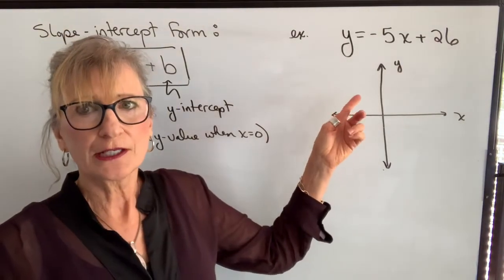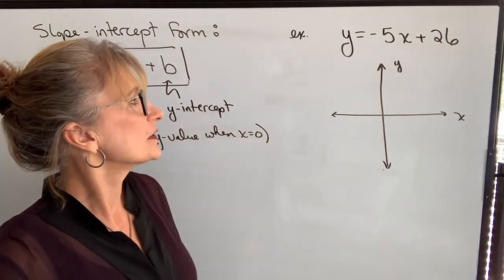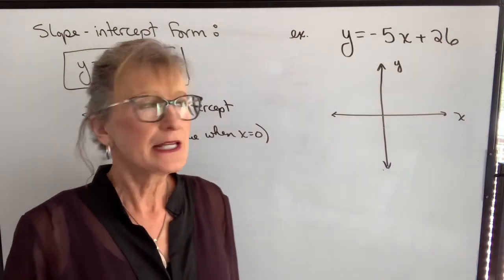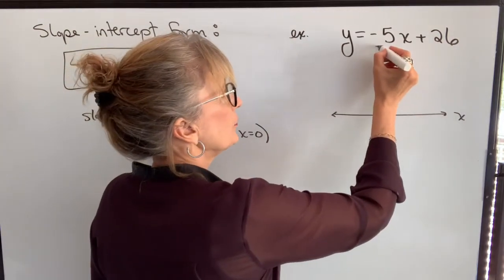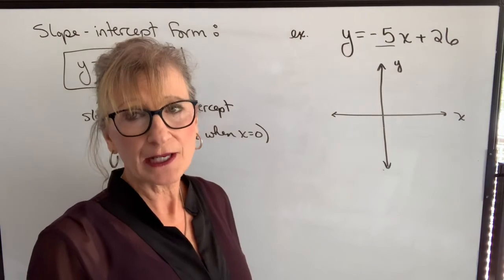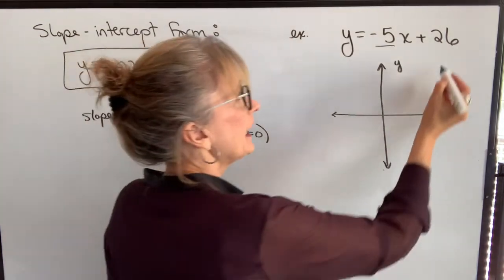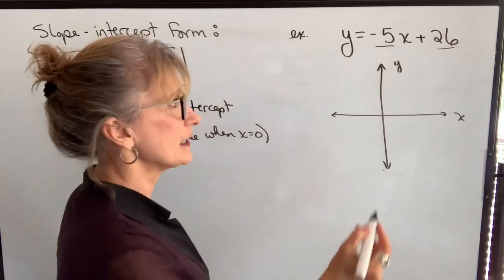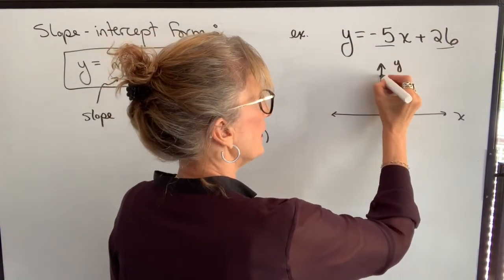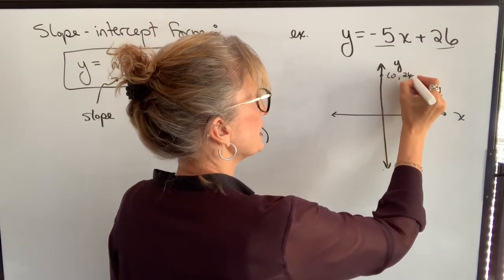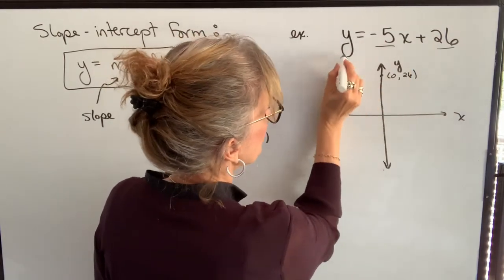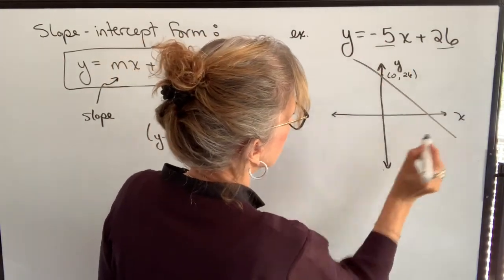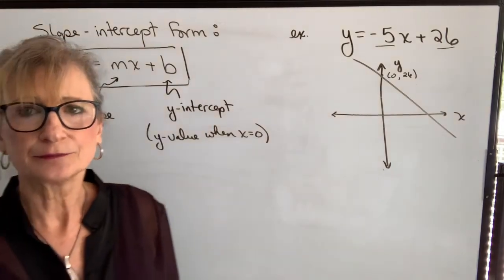So if we take a look at our previous example, y equals negative 5x plus 26, this value here gives me the slope, so I know that my line has a slope of negative 5, and it has a y-intercept of 26, which means it crosses the y-axis at point 0, 26. Negative 5 slope, so it would slope down. So the line would look something like that.